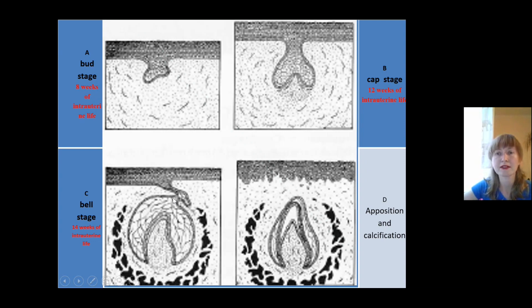Every follicle has its stages of development, and in a very short manner, just to refresh your knowledge, we have such stages of tooth development. Bud stage, it is 8 weeks of intrauterine life. Cup stage, 12 weeks of intrauterine life. Bell stage, 14 weeks of intrauterine life. And apposition and calcification, the final formation of the follicle.